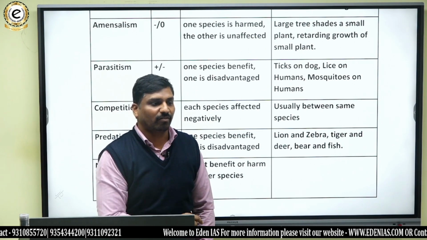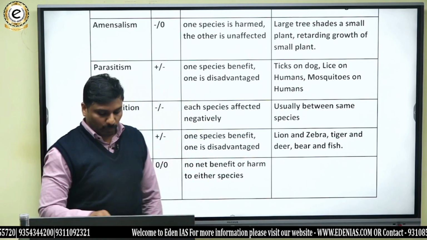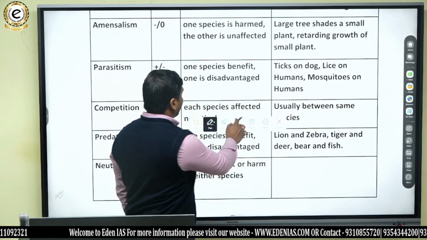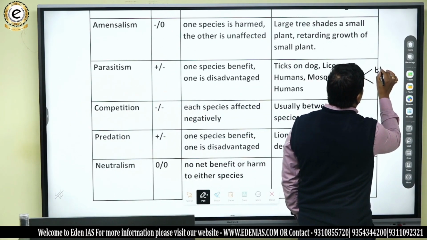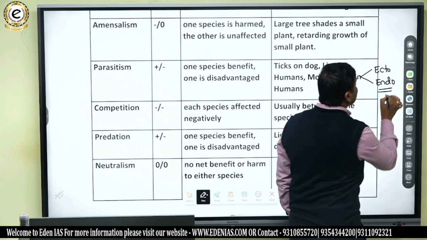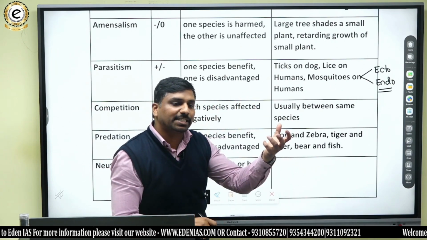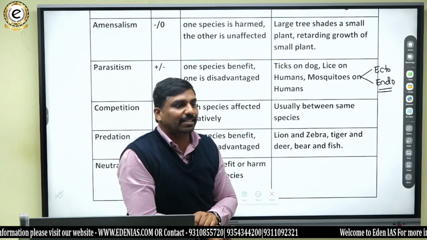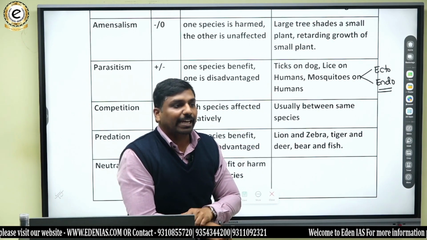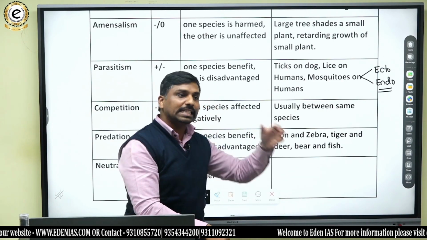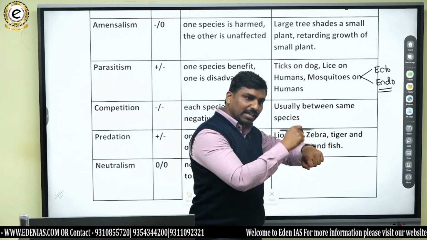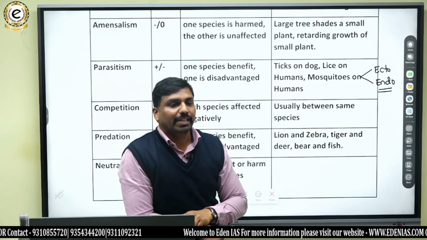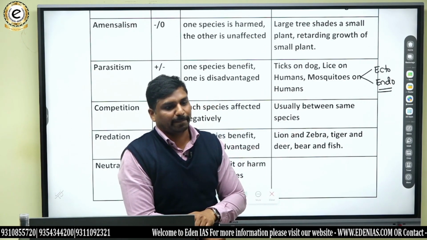Parasites can be of two types: ectoparasites and endoparasites. Endo means inside, ecto means outside. Ectoparasites are those parasites which live on the surface of the host organism. In parasitism there are two types of organisms, the host and the parasite. If the parasite is living on the surface of the host, think of mosquitoes, they come, sit, bite and take nourishment. Mosquitoes and lice are examples of ectoparasites.